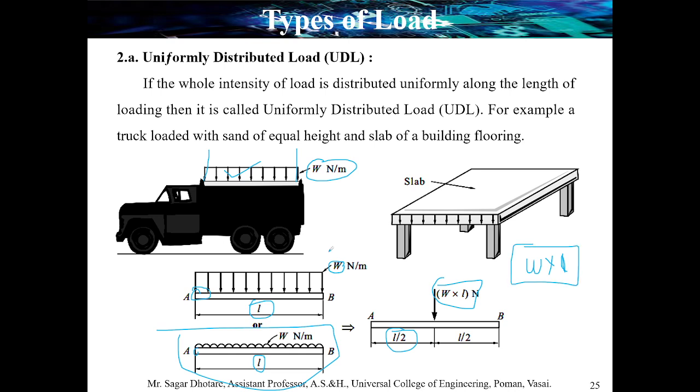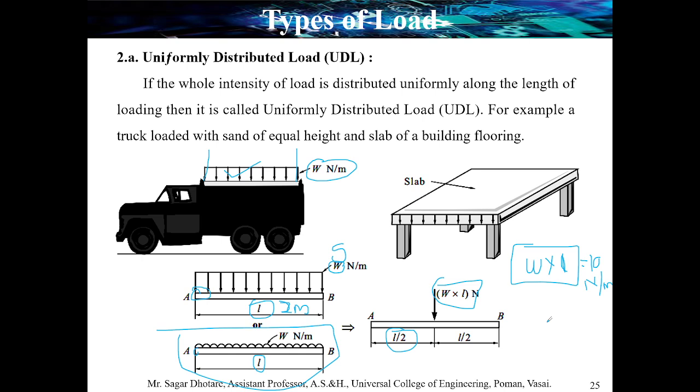For example, if this is 5 Newton per meter, applied over a 2 meter span, to understand it in a simple manner, then the single point load value is 5 into 2, which is 10 Newton. That is the magnitude of the single force.